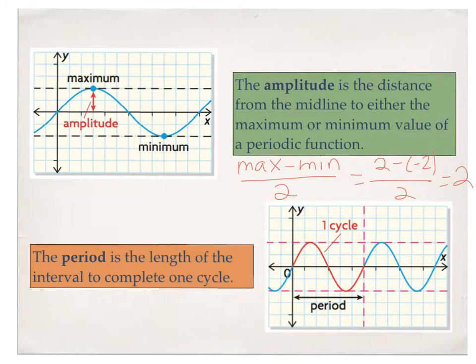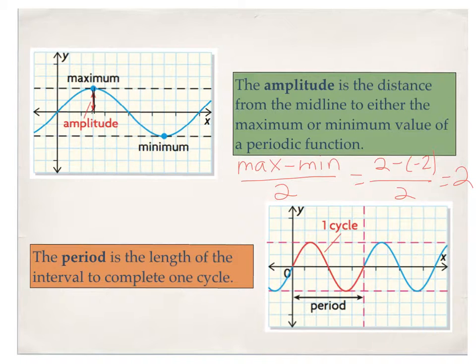So the amplitude here is 2, but of course I could also just count. It's just 1, 2. So it's just that height. The amplitude is the height of the graph, but it's from the midline, not from the bottom to the top. Okay, and then the period, finally, the period is the length of the interval to complete one cycle.